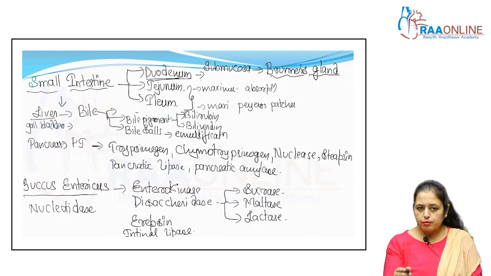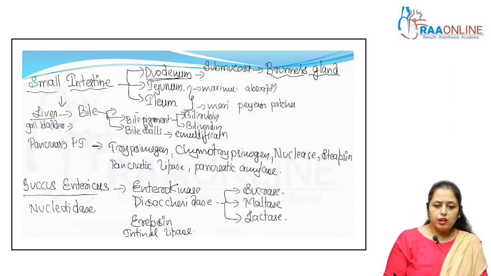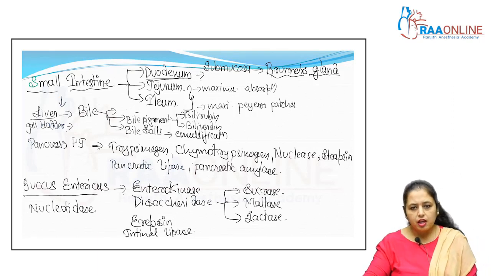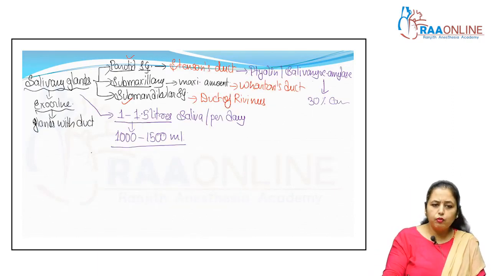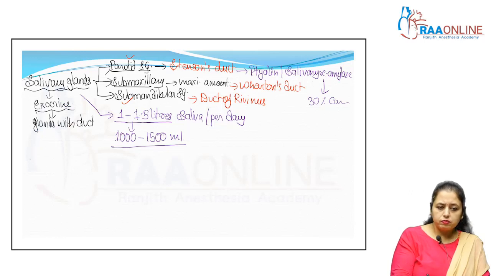Now when it comes into the small intestine, all these act upon the carbohydrate, the protein, and the fat. In the mouth, when 30% starch is digested, it is converted into partially digested maltose, and the complete digestion occurs here, right?